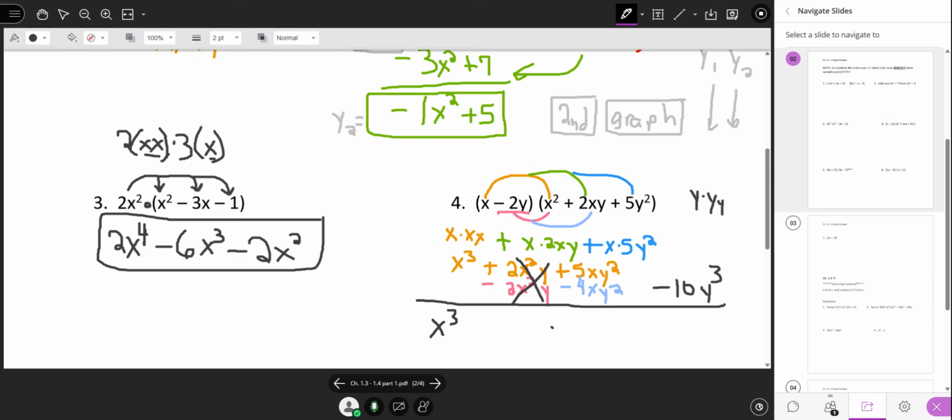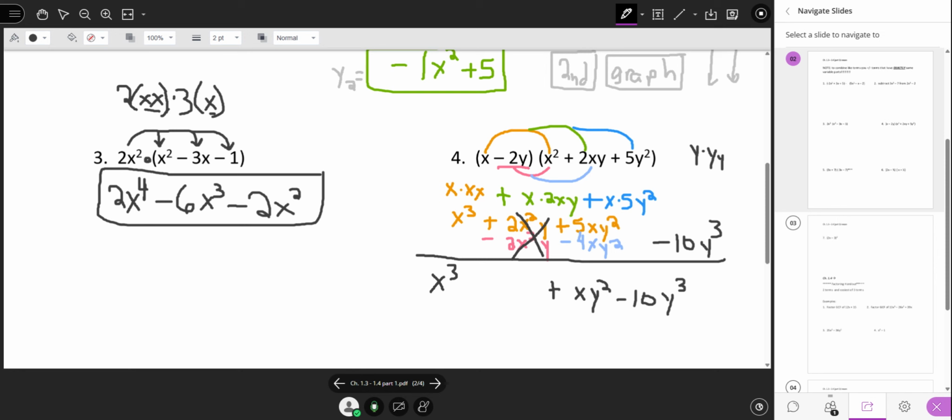5 minus 4 leaves 1. I can put the 1 or I can leave it off. It's up to you. I don't like putting more than I have to, so I ain't gonna do it. And you can't make me. I'm just saying. And that is my answer right there. Will it take the 1 if you put it here? Yeah, it will.